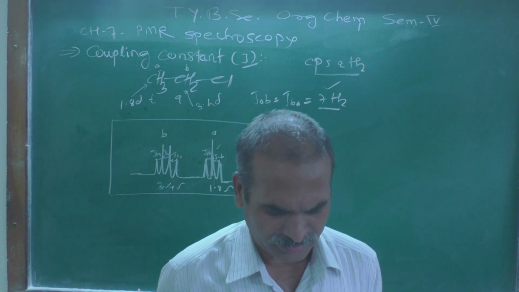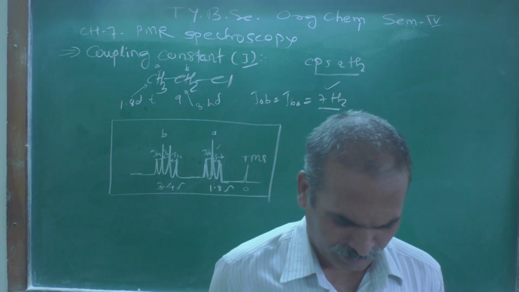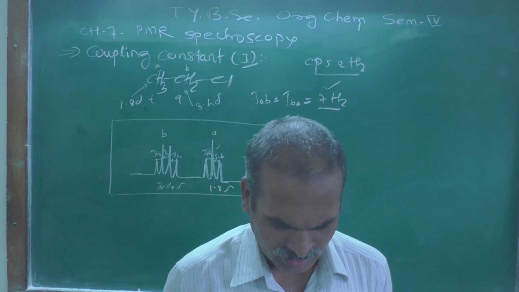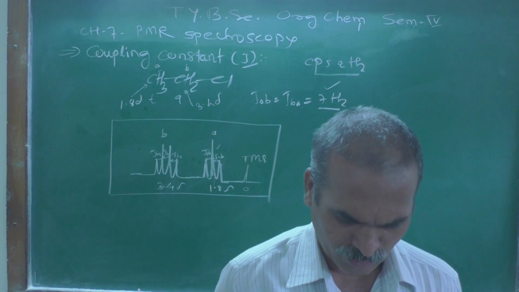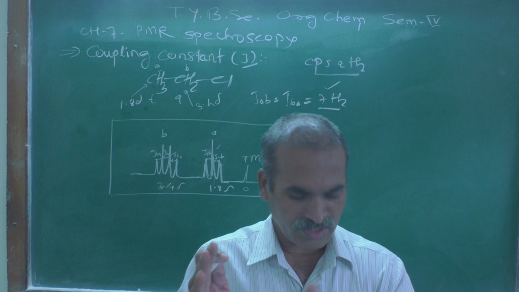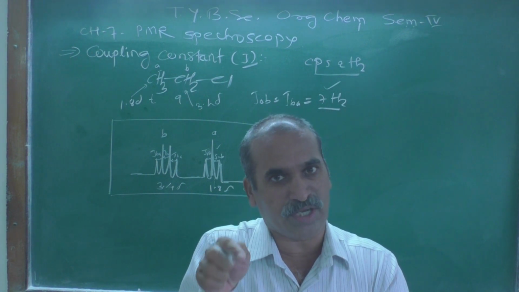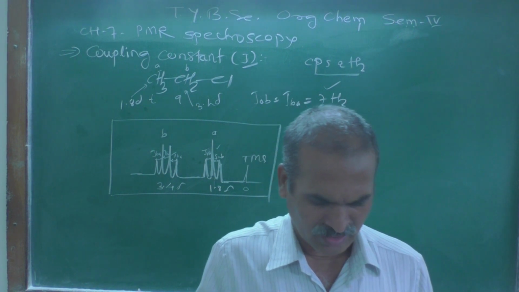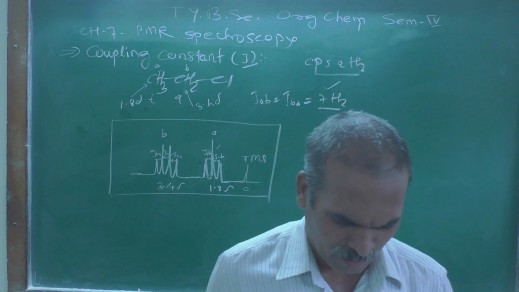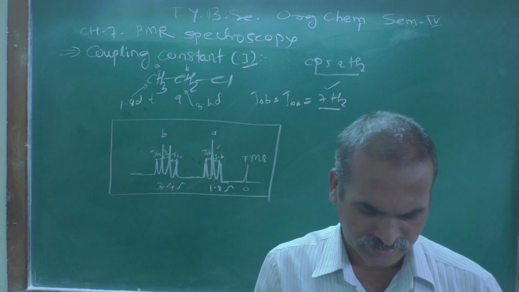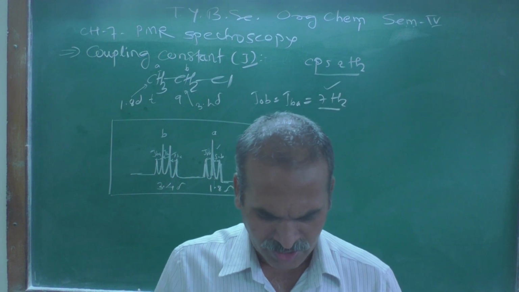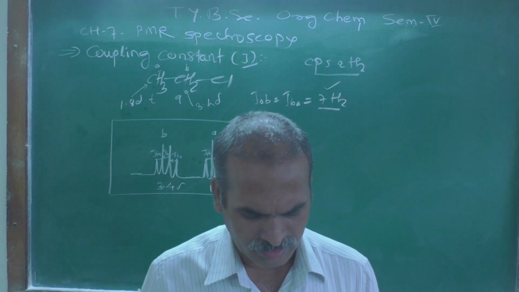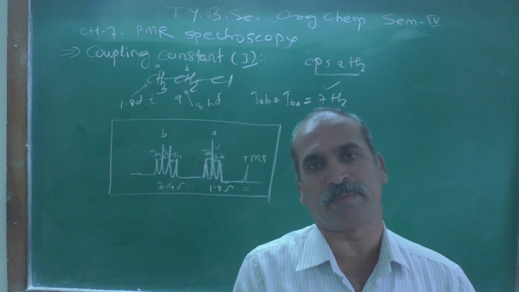And now the second point: the methylene proton B has three neighboring protons A, and therefore their signal at 3.4 delta is split into a quartet. The separation of peaks within the multiplet, the coupling constant, is indicated by JAB. Mutually coupled protons have the same coupling constant.